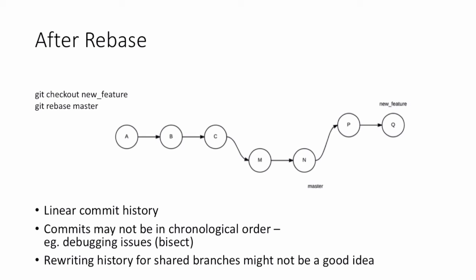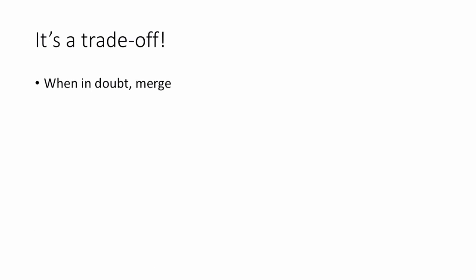Rewriting history for shared branches might not be a good idea when multiple people are working on it. Rebase is a powerful command in Git, but it must be used with care. Therefore, beginners are often told never to rebase but merge. Therefore, when in doubt, always merge because you can go back to the state whenever you want. However, rebase rewrites the histories and going back to an earlier state may not always be possible.